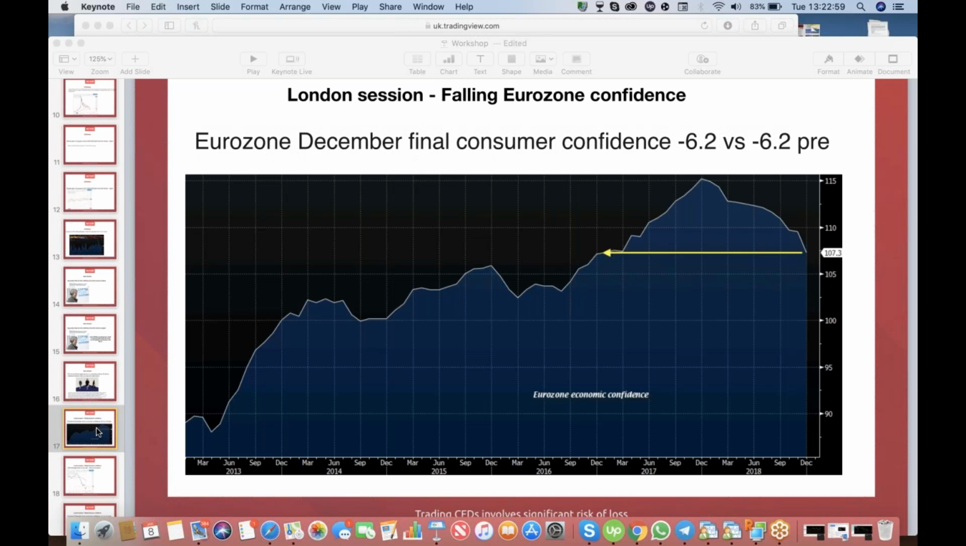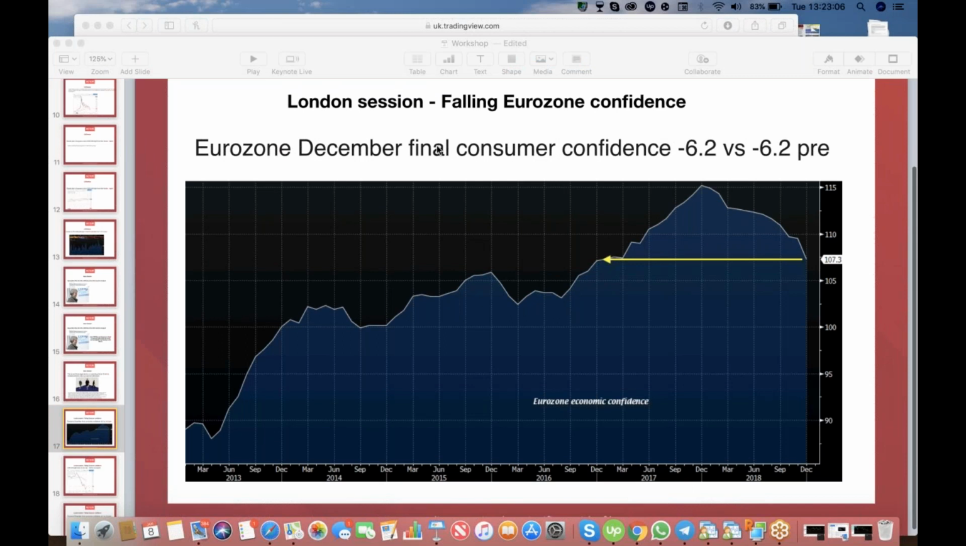Now we get to the London session and we come to another economy that is struggling a little bit, and this is the Eurozone. There was some data out for consumer confidence out of the Eurozone. This is December's consumer confidence, and you can see that it came out at 107.3, which is going down to the lows of December 2016. So it's some of the lowest consumer confidence in the Eurozone since December 2016. It's a significant drop there.